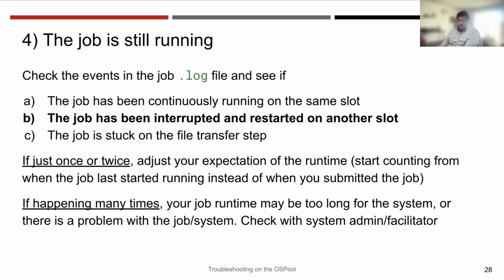But if it's happening many times, then the job runtime that you have may be too long for our system. By default, the job runtime for our system is 20 hours, and the max that you can run would be 40 hours. If your calculation always goes beyond that, then you have to look for an option of checkpointing, or otherwise, if you cannot implement checkpointing, then those types of calculation are probably better suited for the HPC side, not for our system.